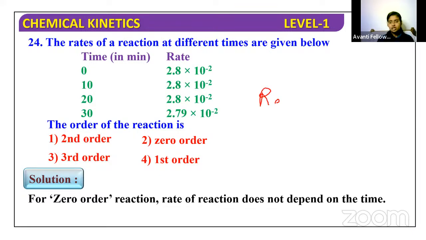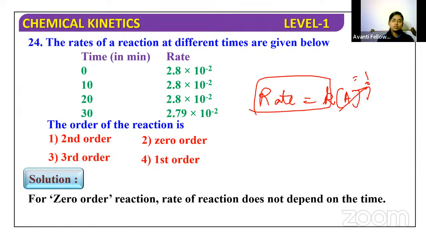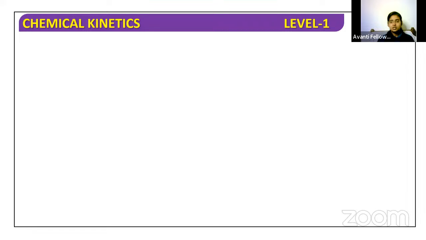So for zero order, rate is equal to k into A power 0, where A is the concentration. A to the power 0 means it is nothing but 1. So rate is equal to k. So even if you increase the concentration, the rate is not going to get affected. Clear? Yeah. It is zero order. The answer is option 2. So I'll go with one more question for today's session.